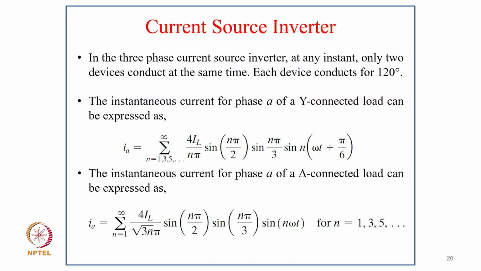So in the three-phase current source inverter, at any instant, only two devices conduct at the same time, and each device conducts for 120 degrees. The instantaneous current for phase A of a star connected load can be expressed as I equal to sum over n = 1, 3, 5 to infinity of 4 IL upon n pi sin(n pi upon 2) and sin(n pi by 3) and sin n(omega t plus pi by 6). So instantaneous current for phase A of a delta connected load can be expressed as I equal to sum over n = 1 to infinity of 4 IL upon root 3 n pi sin(n pi by 2) and sin(n pi by 3) and sin(n omega t) for n equal to 1, 3, 5.